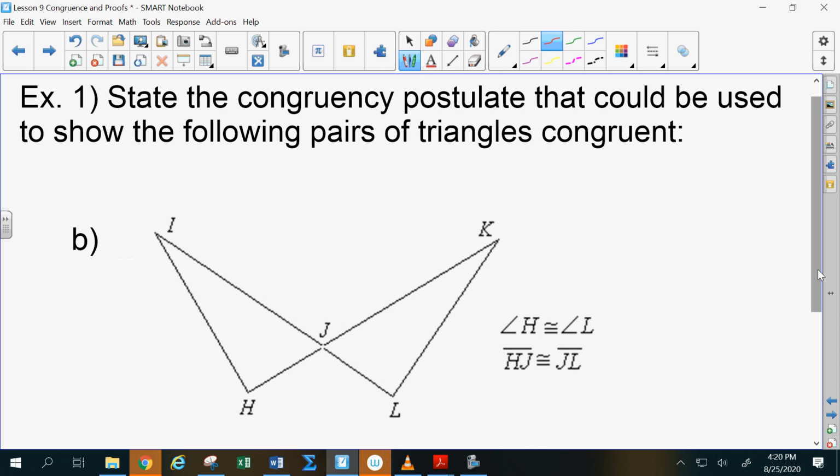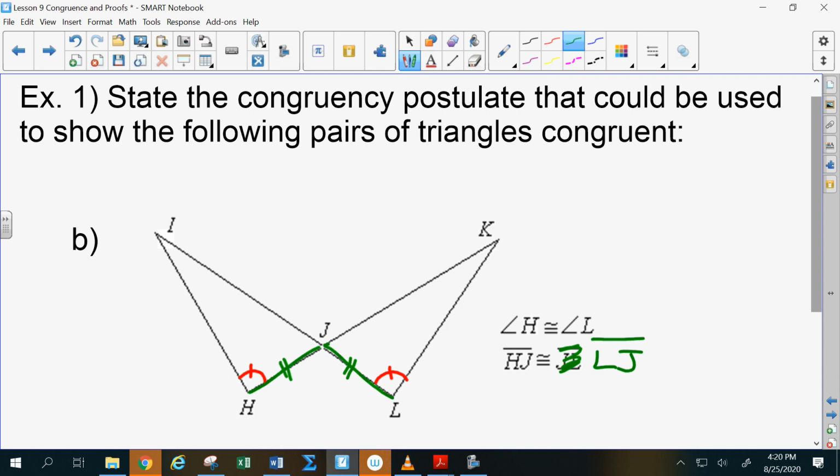Part B of example 1, same directions. We're going to copy the picture. We are going to label the parts that they give us that are congruent. For this one, we know that angle H and angle L are congruent. We know that side HJ is congruent to side JL. Technically, that should have been LJ so that we keep things in corresponding order. We need to somehow come up with enough to be able to say that these are also congruent.